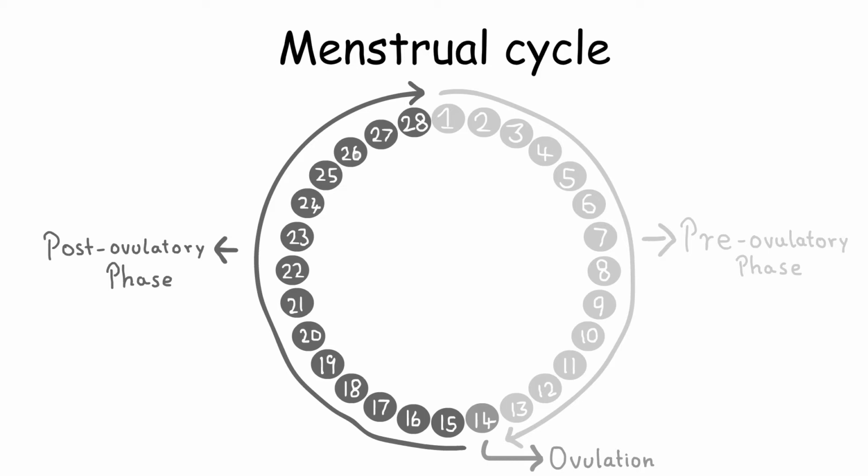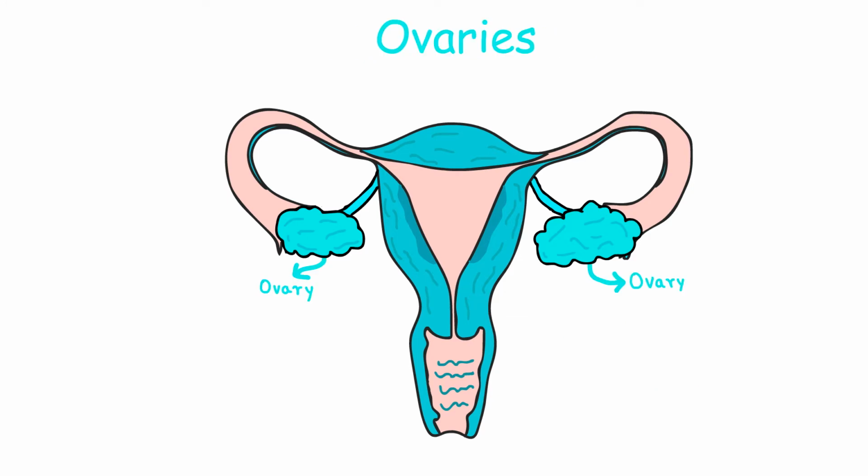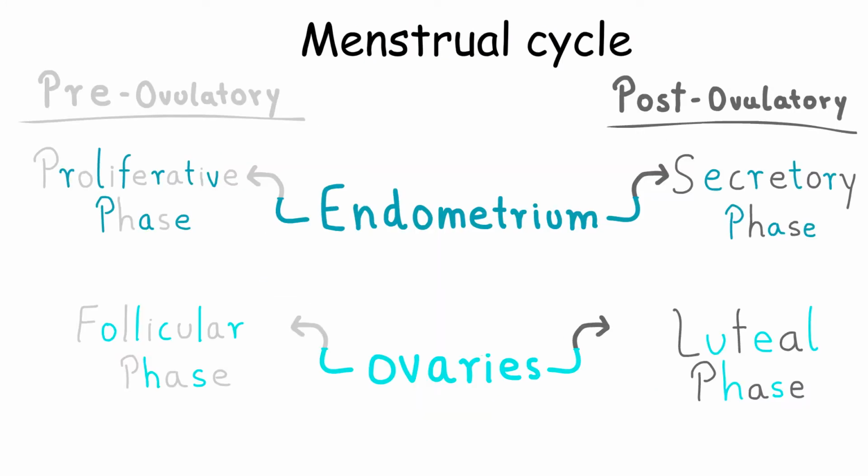Within the menstrual cycle, there are different phases for the endometrium, which is a layer of tissues that lines the uterus, and for the ovaries. The pre-ovulatory phase for the endometrium is known as the proliferative phase, and the pre-ovulatory phase for the ovaries is known as the follicular phase. The post-ovulatory phase for the endometrium is called the secretory phase, and the post-ovulatory phase for the ovaries is called the luteal phase. Let's start with the ovaries.